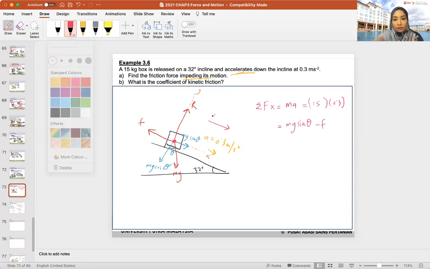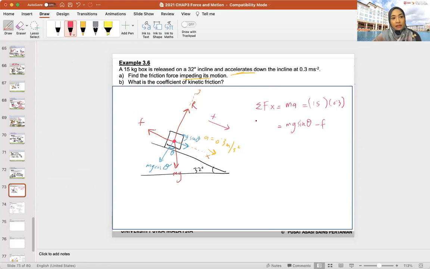Cubalah untuk memudahkan hidup sendiri ya. So ke kanan adalah positif dan ke atas is positif. So we have positive mg sin theta minus f. And this would be equal to this guy, the condition. This is 15, 0.3. Okay. Remember, first start with your condition, then you write in your equation from your free body diagram. Equate this guy to your condition.